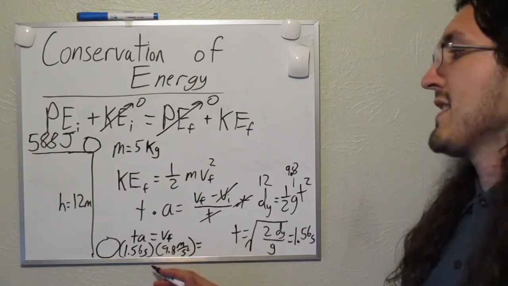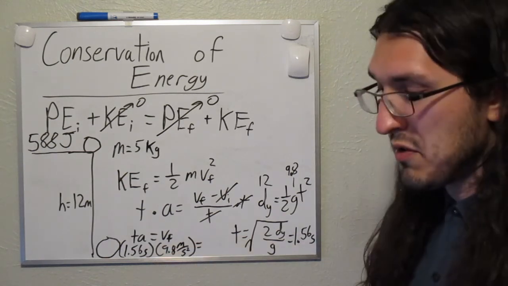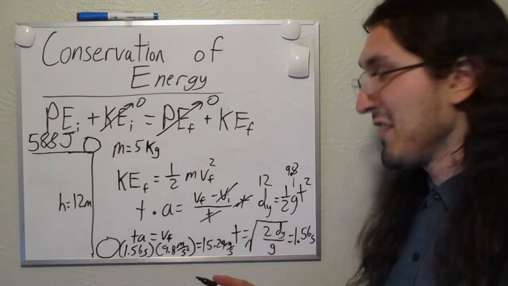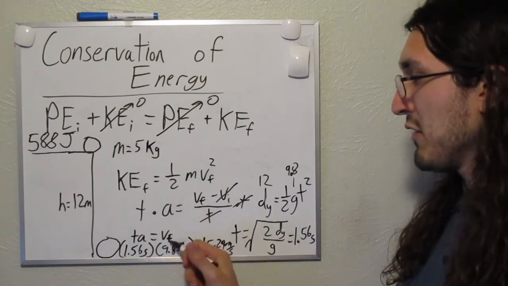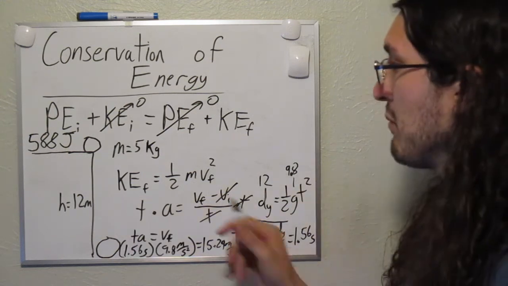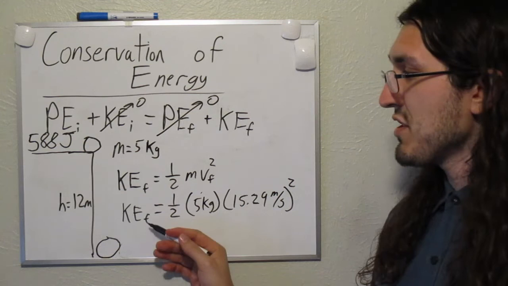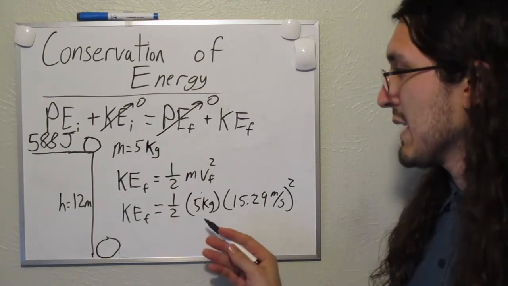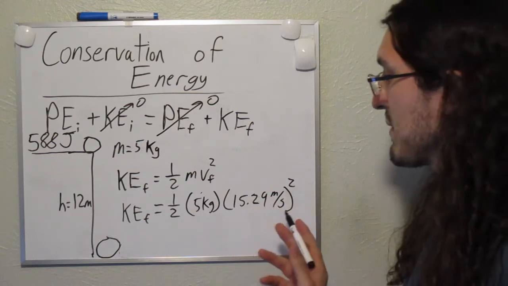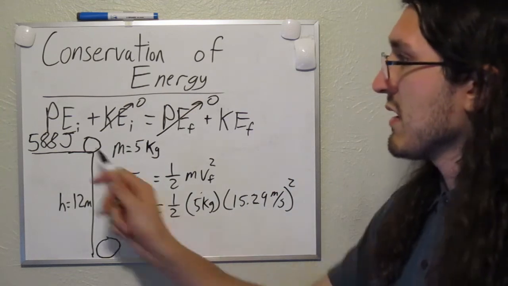I have 1.56 seconds times 9.8 meters per second squared, which is going to be equal to 15.28 or 29. I know we're getting a little cramped here, but I finally got my final velocity. It's 15.29 meters per second. So I'm going to erase all this stuff and plug it in right here and figure out the kinetic energy. The kinetic energy should be equal to 1/2 times 5 kilograms, the mass, times 15.29 meters per second squared. If I plug this into my calculator, I should get something close to this.